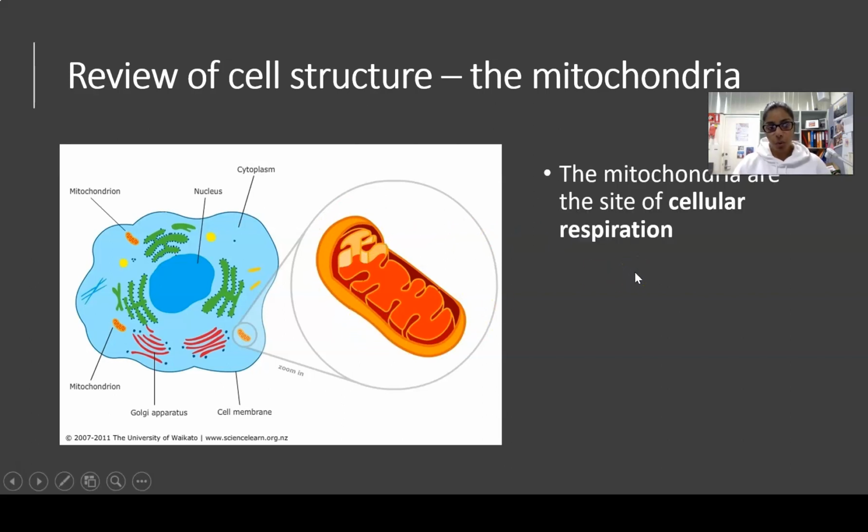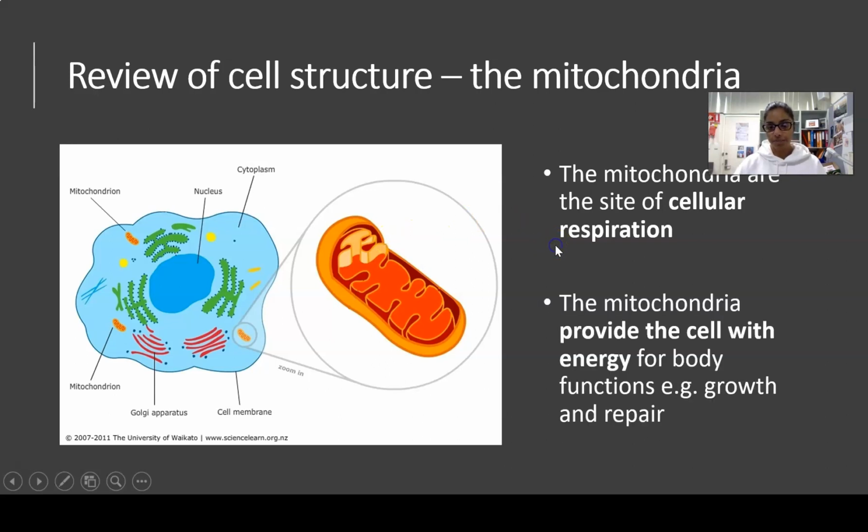The mitochondria is important in this lesson because it is the site of cellular respiration. We call this cellular respiration because it happens inside every single cell in our body, and the cumulative effect is overall, but strictly speaking, we want to refer to this process as cellular respiration, and it happens inside mitochondria.